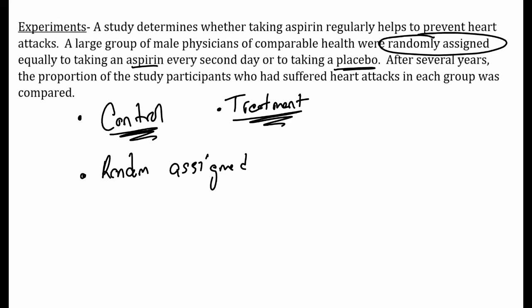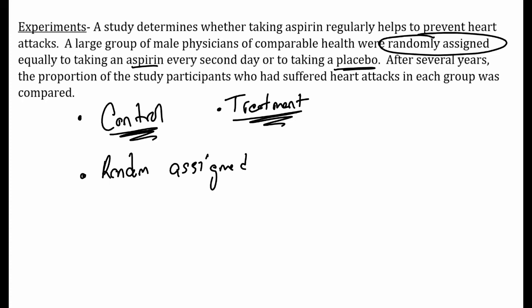So that random assignment limits the bias that can happen from a researcher, the bias of the different subjects, because not everyone's going to be the same. So random assignment takes care of that.